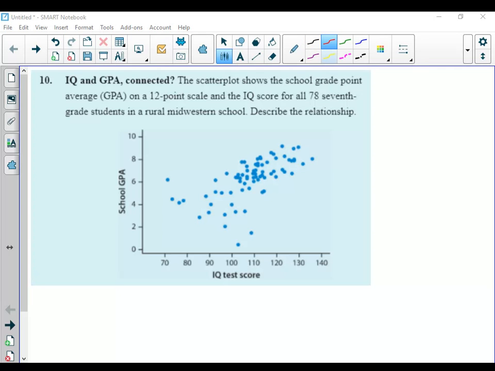So on number 10, they gave us the scatter plot. They said this one was looking at the grade point average and IQ scores for different seventh graders. But the big thing was they want us to describe it. So anytime they ask you to describe the scatter plot, remember we have 4 things that we're going to look at. One of them was what's the direction that we're going. And for this one, that wasn't too hard to see that as we read it from left to right, it's going up. So we should have had a positive direction for that one.